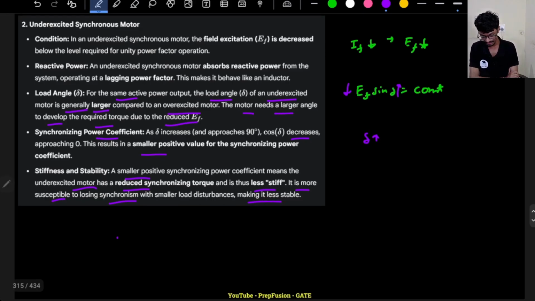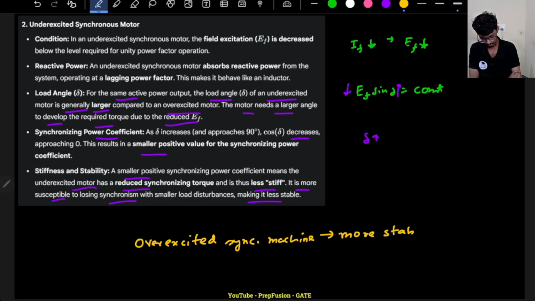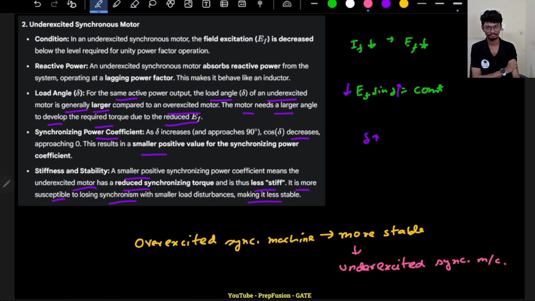So an overexcited synchronous machine will be more stable than an underexcited synchronous machine. Inherently, this is the property that it will follow.